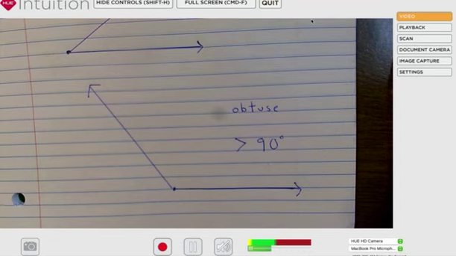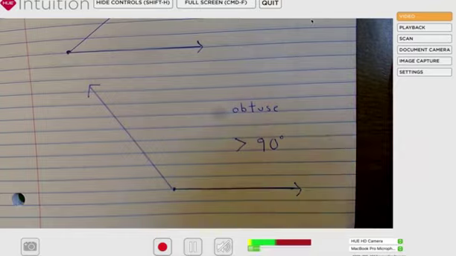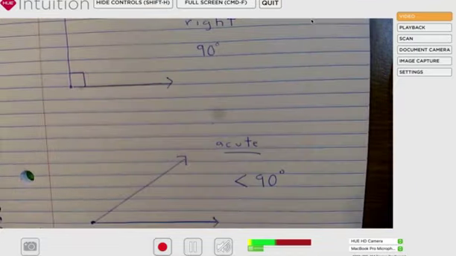And that's all for today's lesson. So that's the world of right, acute, and obtuse. Keep these notes handy because this will really help you with what's coming next.